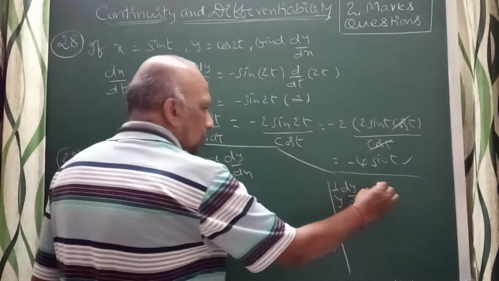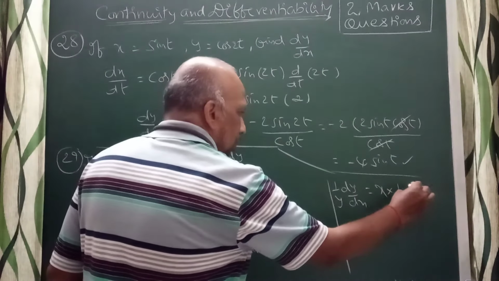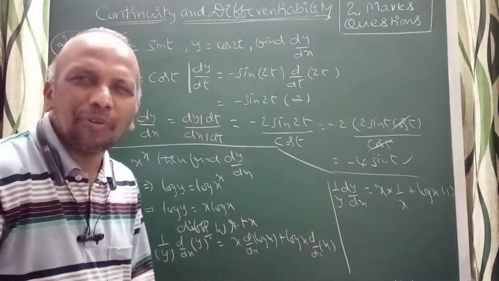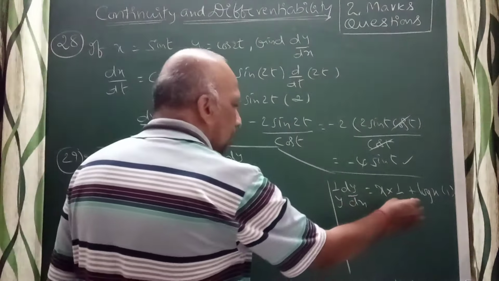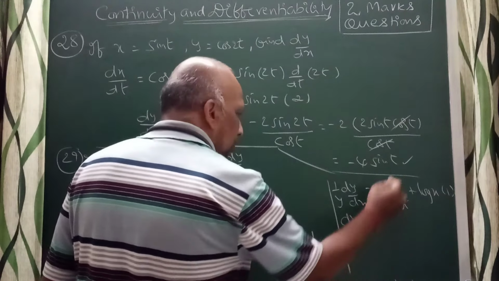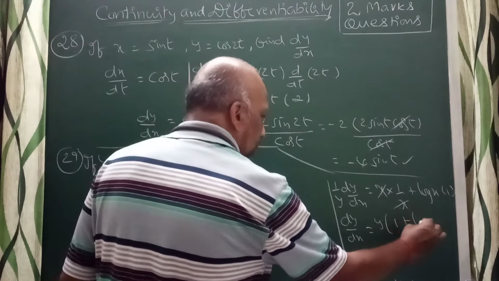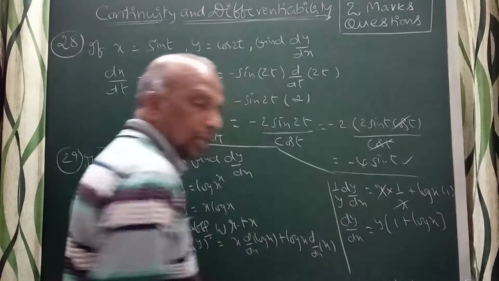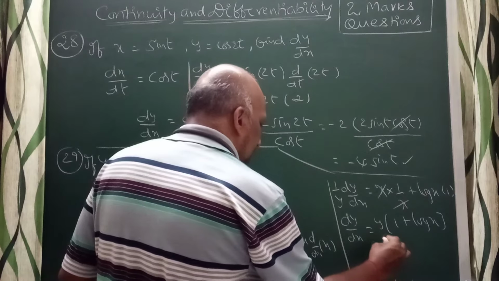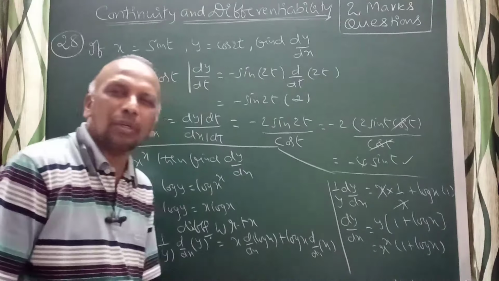Here x into the derivative of log x, which is 1 by x, plus log x into the derivative of x, which is 1. The x's get cancelled here. So dy by dx equals y into 1 plus log x. But you can replace this y with x power x. So the answer is x power x into 1 plus log x. That will be your answer.